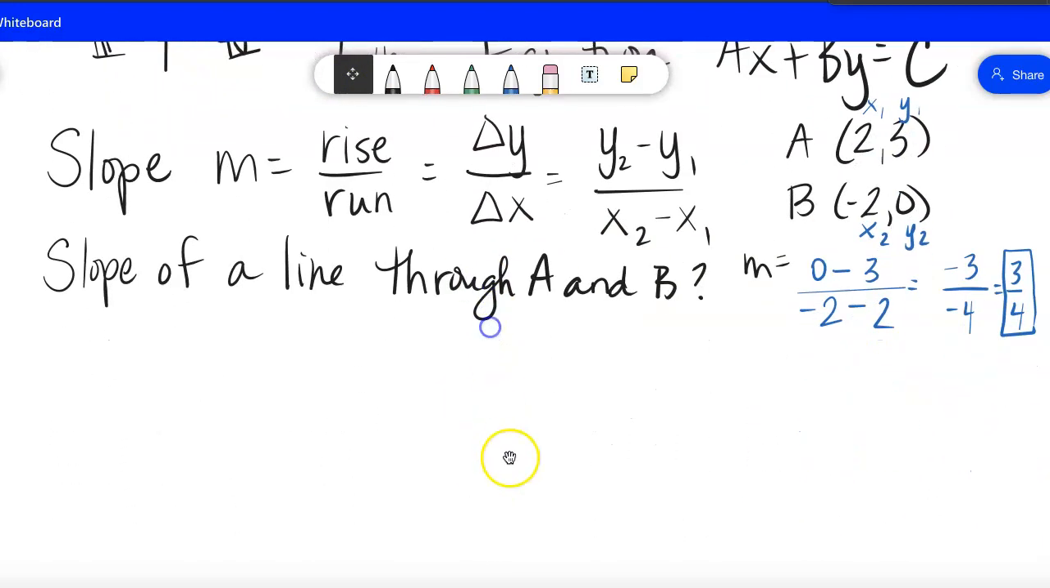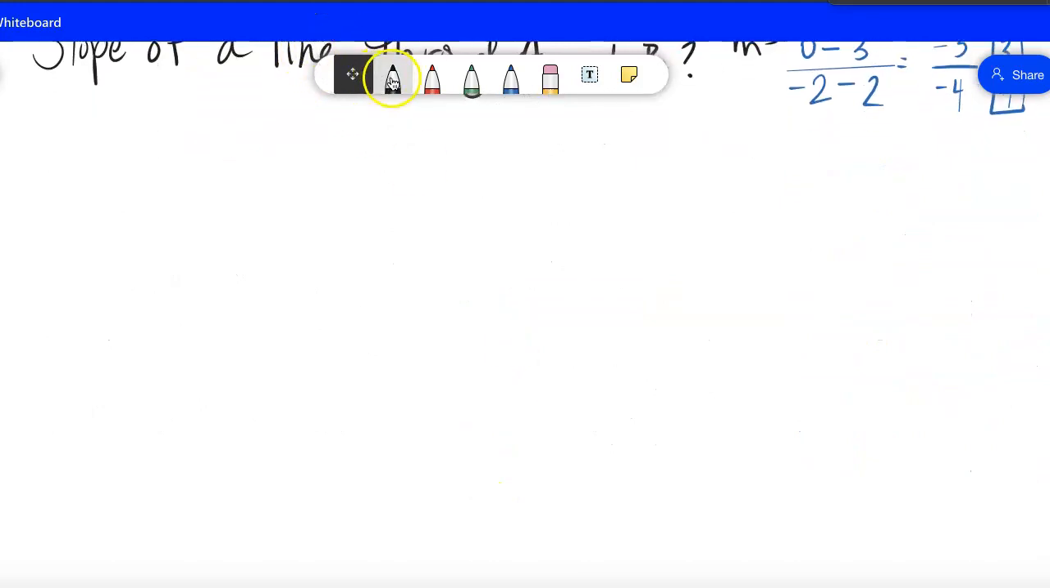Sometimes our slope could be negative, and so they also said something about positive slope, negative slope. They even mentioned to you zero slope and an undefined slope. So let's briefly talk about those things for just a minute.